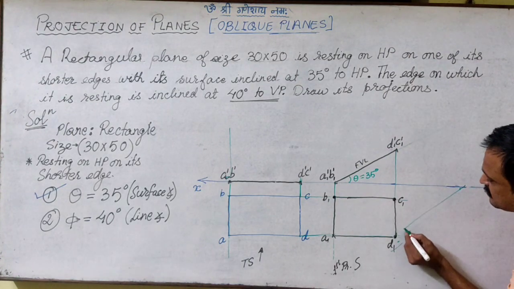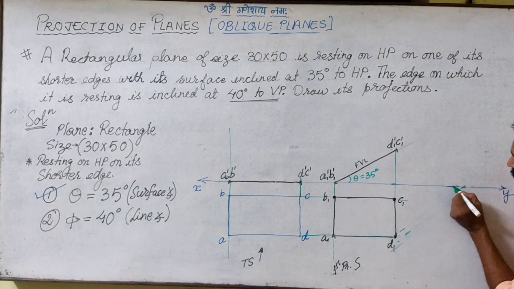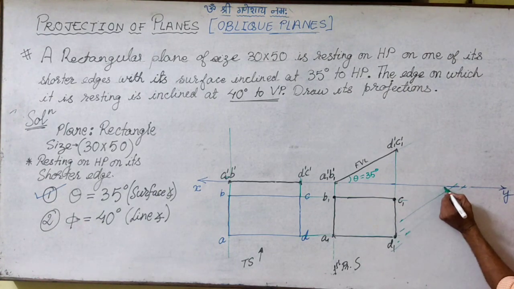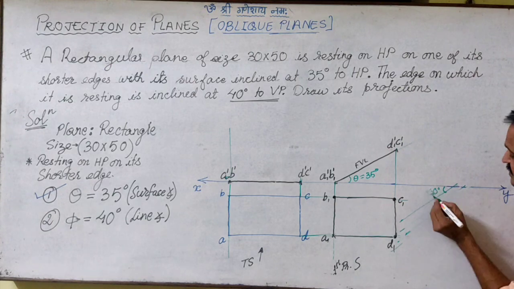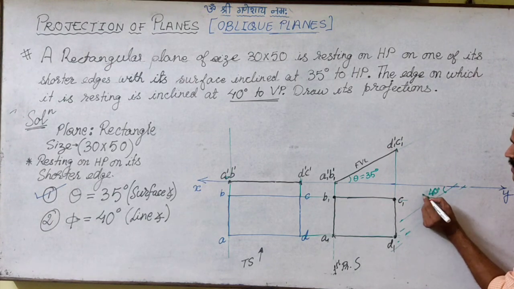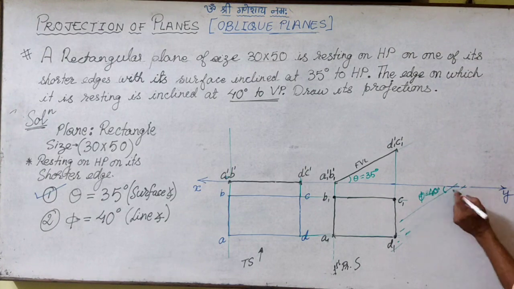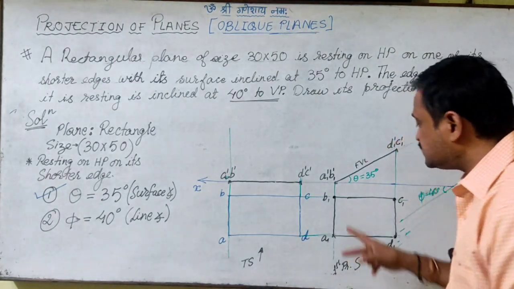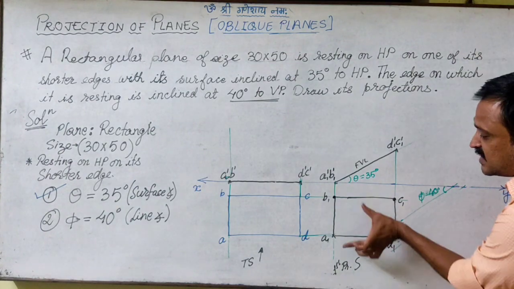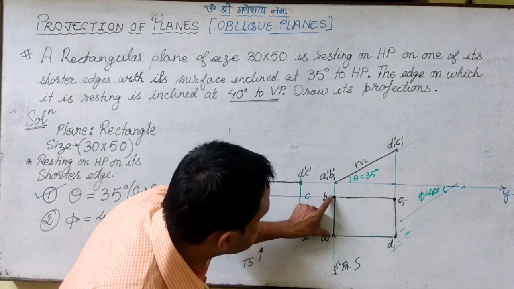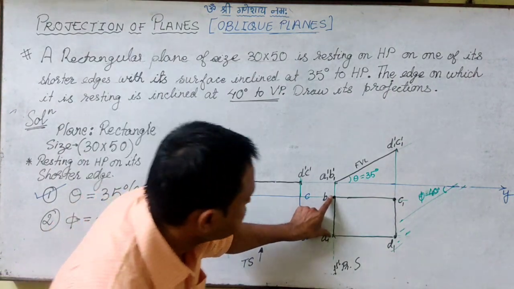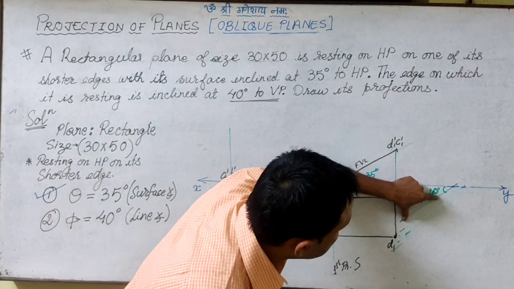So I'll draw it here, which is inclined at 40 degrees. Yes, the second inclination is given to me as 40 degrees, phi. So I draw this line at a comfortable distance, and now I have to just reproduce this drawing. So I'll take this distance in my compass, right? I mark it on this line.